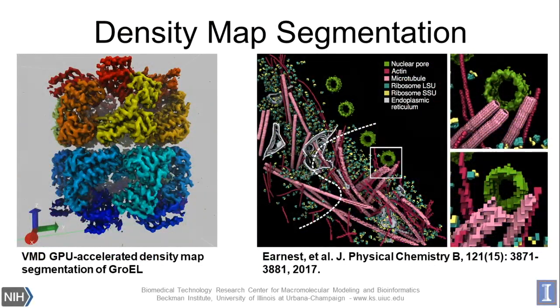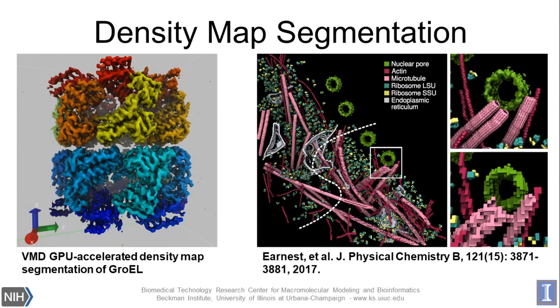The new GPU accelerated density map segmentation tool is in the new version of VMD. It's about 12 to 20 times faster than our best CPU code, and we're continuing to work on this. Our goal is to make this so fast that it is essentially completely interactive, and there would no longer be a need to do things with files. You would be able to do the segmentations so rapidly that you can do it all just by clicking and dragging in the GUI. So this is really a very new feature and very exciting for us.